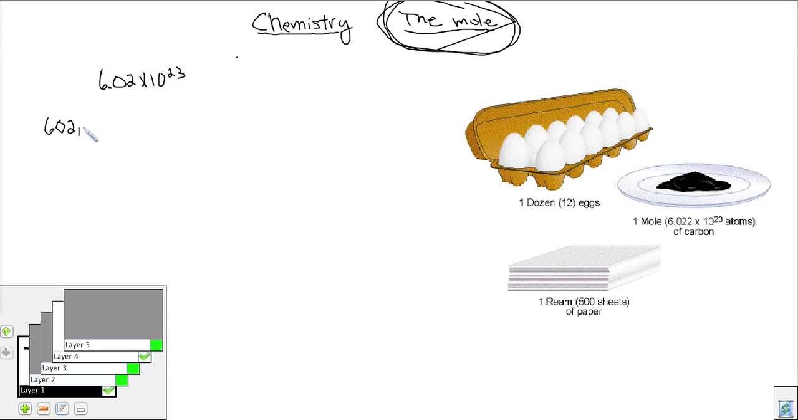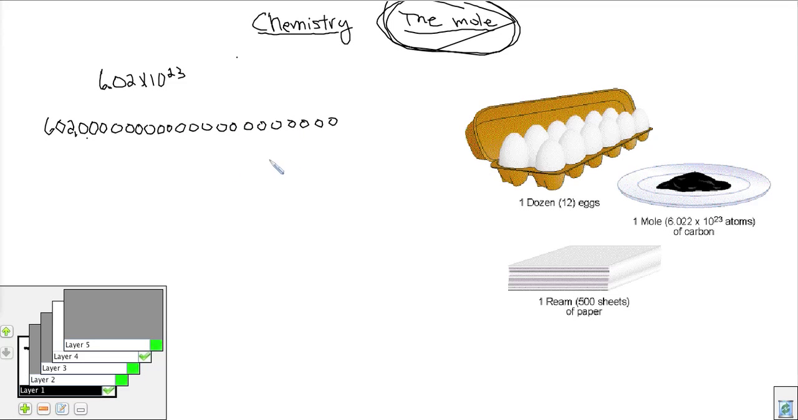So we have 1, 2, 3, 4, 5, 6, 7, 8, 9, 10, 11, 12, 13, 14, 15, 16, 17, 18, 19, 20, 21. So in all we have 23 places here. We'll move that decimal. Now that is a big number. If you had this amount of anything, you would have an enormously huge amount of stuff, unless you're talking about something as small as an atom.